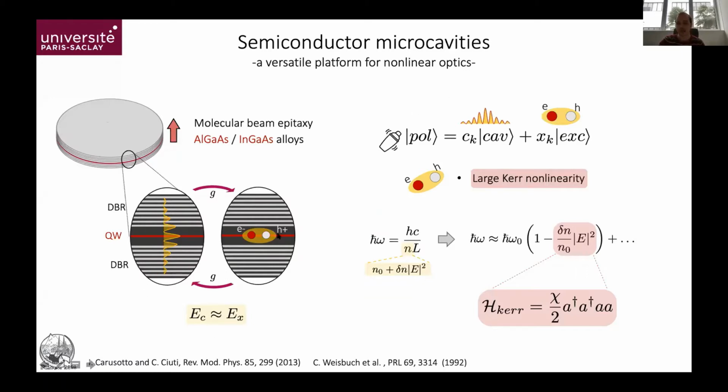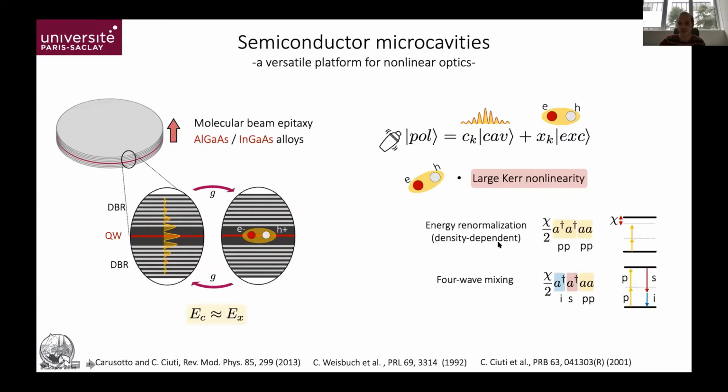And then in this case, we can effectively describe the excitation of this system as hybrid light matter quasi-particles, which we call polaritons. And because of the matter component, this system inherits a large Kerr nonlinearity, meaning that the effective refractive index, which is defining the cavity resonance, is going to depend on the local electromagnetic field density. So if we plug this into the resonant frequency and we Taylor expand it, this will correspond to an additional term in the Hamiltonian, which will take this form in a second quantization picture.